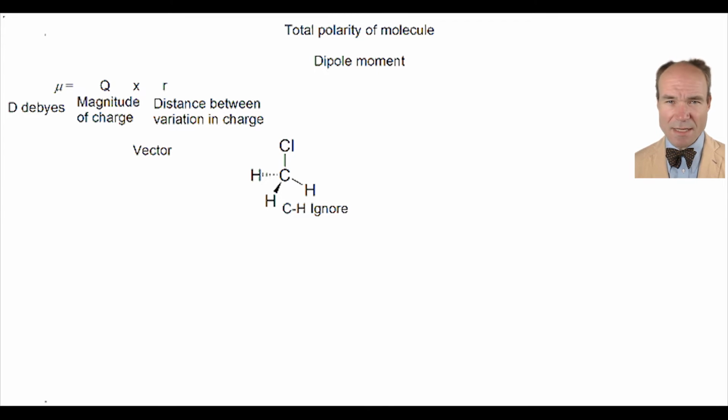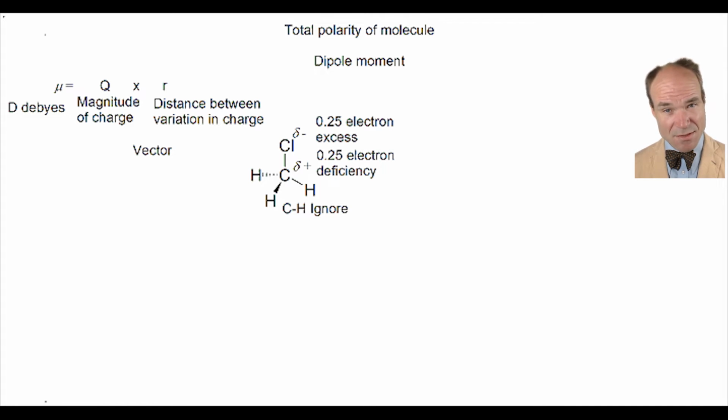We know from an earlier calculation that the carbon is delta plus and the chlorine is delta minus, and the magnitude of the difference between the two electronegativity values is 0.5. So, therefore, 0.25 electron excess on the chlorine and 0.25 electron deficiency on the carbon. But now, if you look at the total molecule, we can see that the dipole moment points up towards the most electronegative area of the molecule, and the Debye value is 1.87.